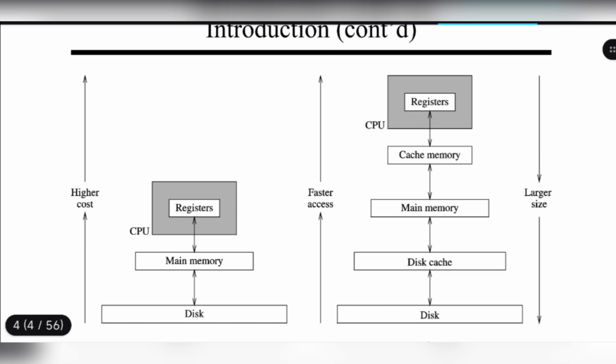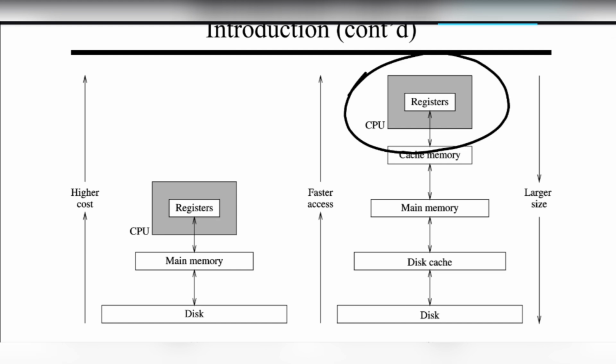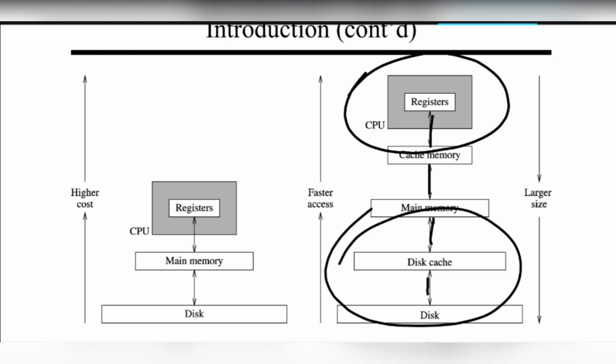Here are the CPU registers. Then cache memory, then main memory, then disk cache, then disk. These are secondary storage, and these are primary.